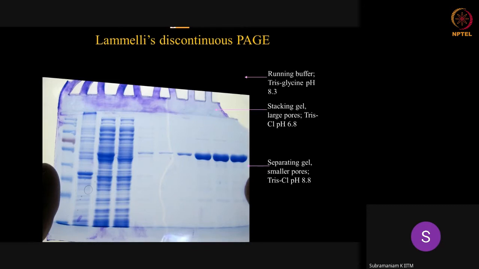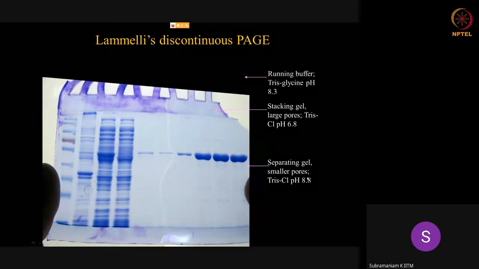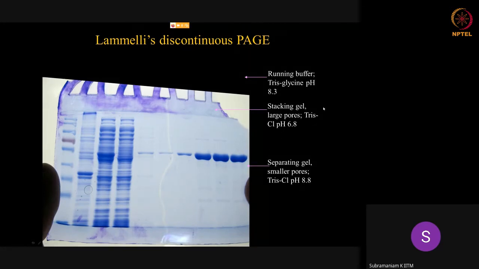In addition, here the acrylamide and bisacrylamide I mixed in a buffer which had a pH of 8.8. Okay, it's a higher pH. And here I have used a lower pH, 6.8. So there is a discontinuity in the proton concentration, hydrogen ion concentration as well. And the buffer used for making these two gels is Tris-HCl. Okay, Tris is the base and HCl is the acid group here. So we simply call it Tris-Cl, Tris chloride or Tris-HCl or whatever.